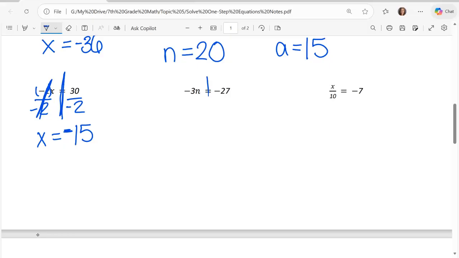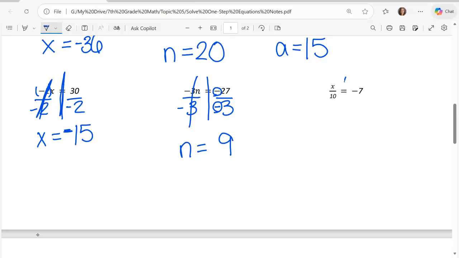Let's try another one like that. So we draw our line. -3 right next to an N, that means multiplication. The opposite of multiplication is division. We show division with a fraction bar. We're going to divide both sides by -3. The -3's cancel out. I'm left with N equals 27 divided by 3 is 9. And then if you'll notice, they have the same signs. So it should be a positive answer, +9.